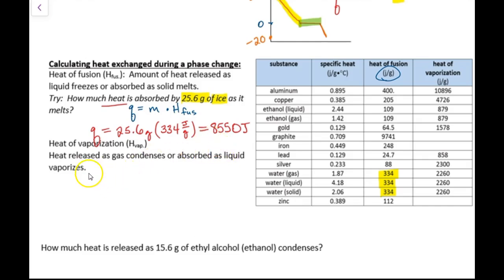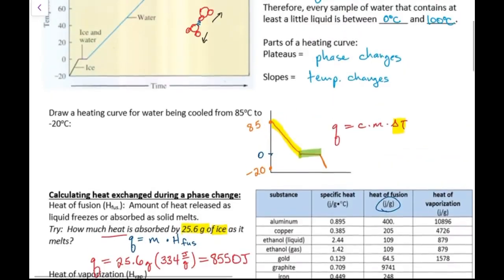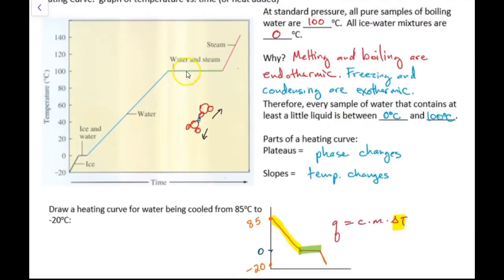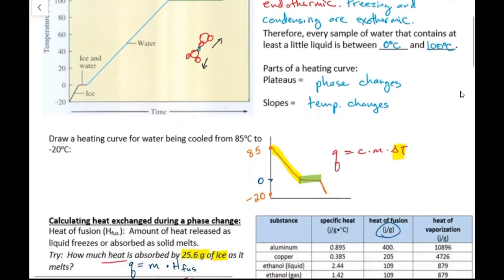Okay, then we get into heat of vaporization. Basically, heat of vaporization is just the upper plateau on our graph. So it's the heat released as a gas condenses or absorbed as a liquid vaporizes. So it's essentially this plateau, whereas heat of fusion involves this plateau. So anytime a gas is involved, whether it's a steam or a gas cooling down and condensing into liquid, or a liquid boiling or vaporizing into a gas, you're going to be dealing with heat of vaporization.